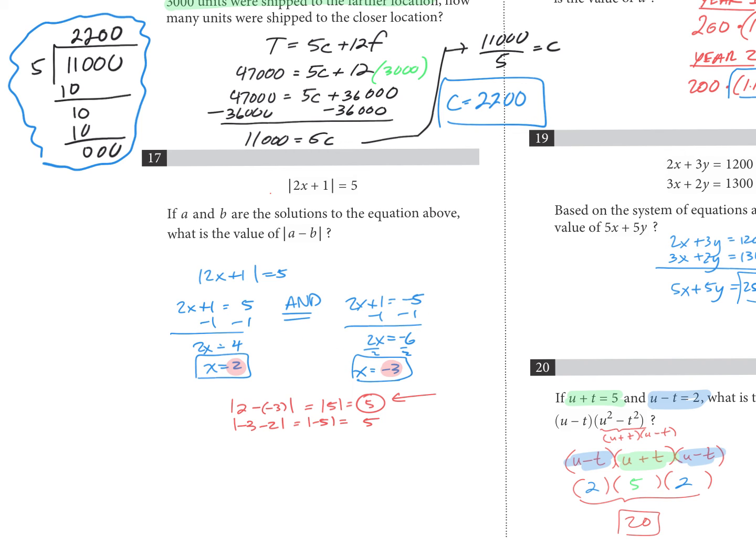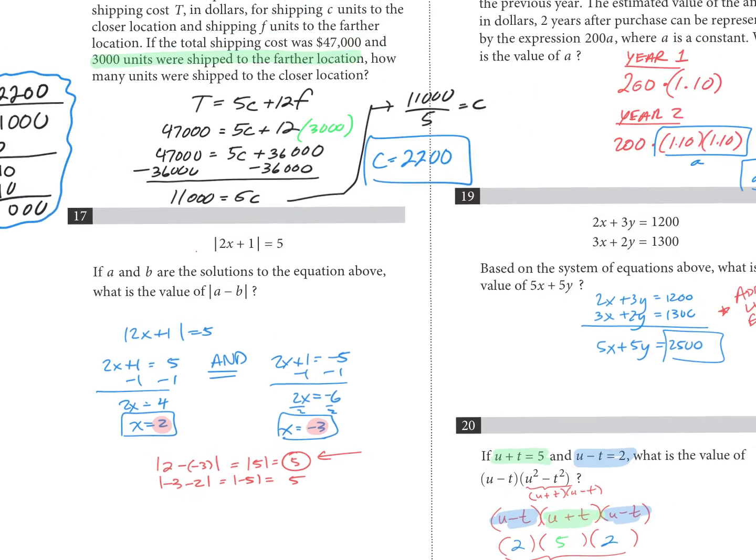When you set it equal to 5, the answer is 2. When you set it equal to negative 5, the answer is negative 3. Pause if you need to look at that. Then you subtract: 2 minus negative 3 is 5, and negative 3 minus 2 is negative 5. The absolute value is 5 either way, so my answer should be 5 for that problem.